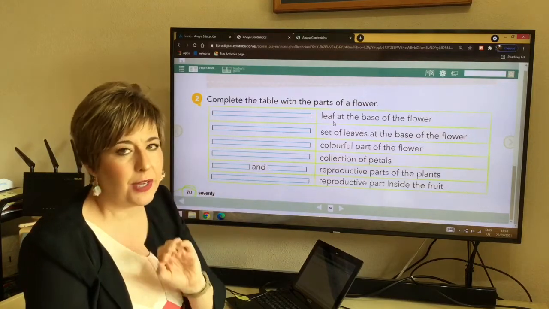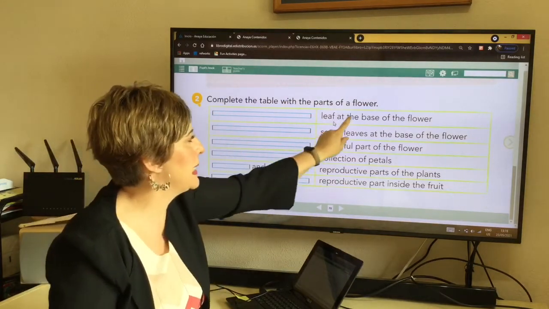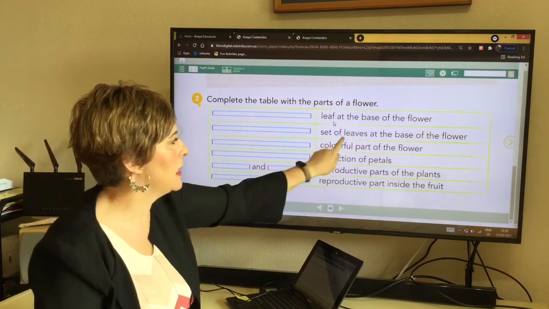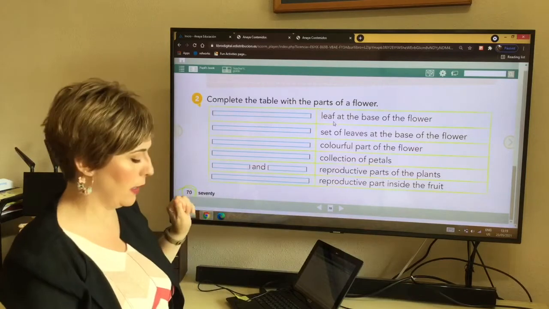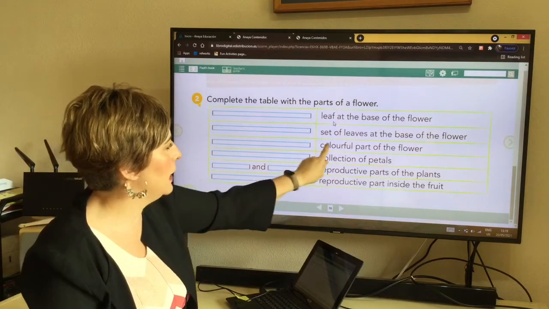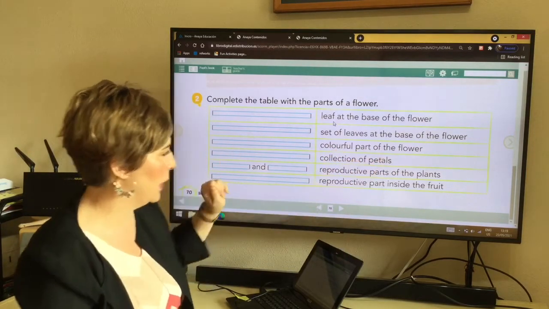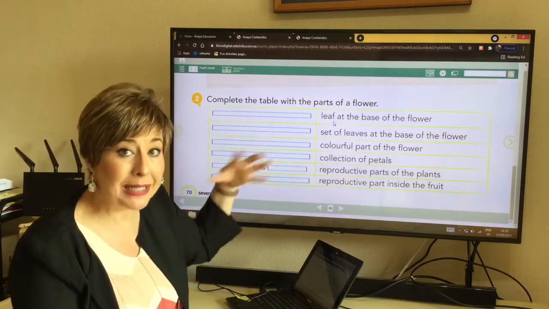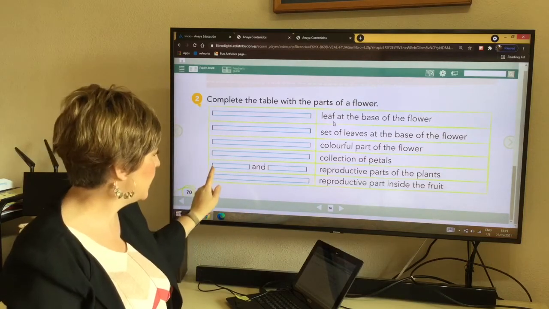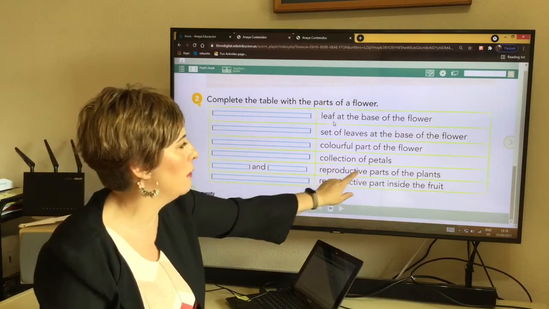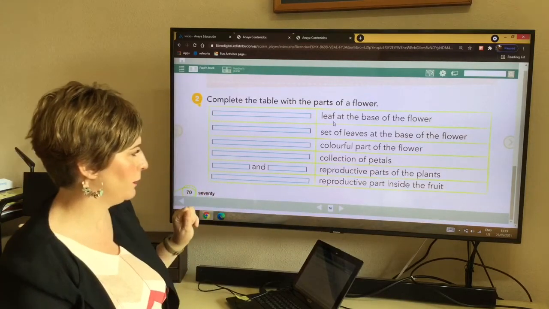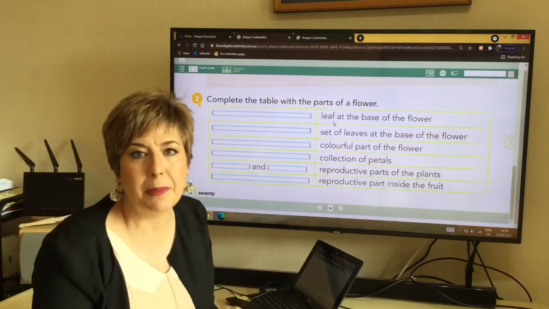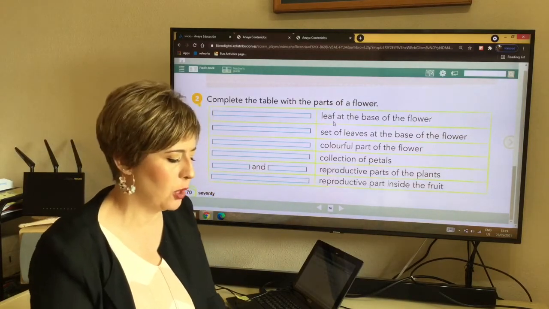This activity is very, very important. The sepal is the leaf at the base of the flower. The calyx is the set of leaves at the base of the flower. The petal is the colorful part of the flower. The corolla is a collection of petals, so many petals together. The stamen and pistil are the reproductive parts of the plants. And the seed is the reproductive part inside the fruit.